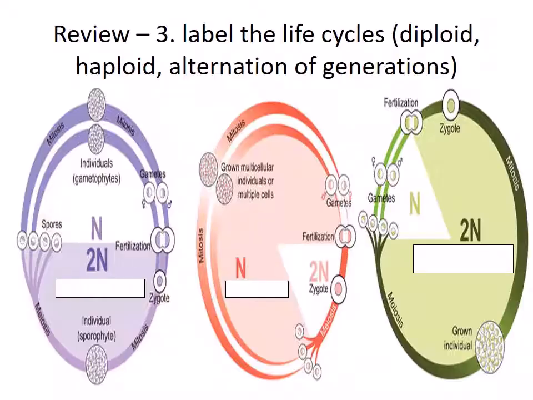So in the first picture, the purple picture, we've got a multicellular haploid stage and a multicellular diploid stage. So that's going to be alternation of generations. In the second picture, the orangey, reddish picture, we've got most of the organism is haploid, right? That's what the big N stands for, and only the zygote is diploid. So that's going to be haploid. And then in the other one, you've got most of the organism is diploid, except you've got a small part that's haploid. So that one's going to be diploid. So it goes alternation of generations, haploid, and then diploid.